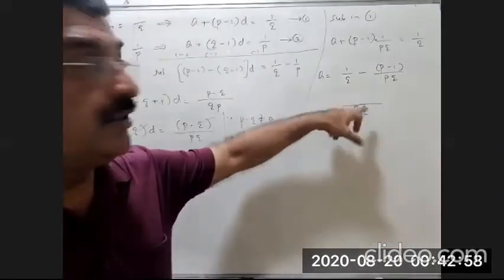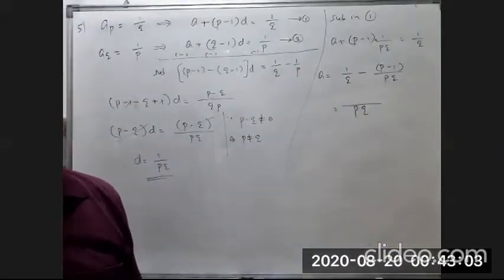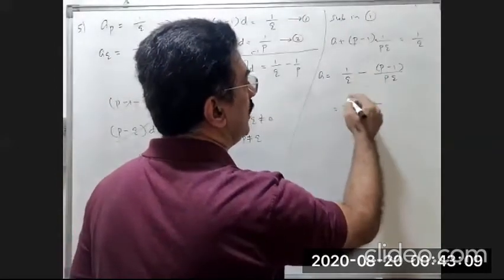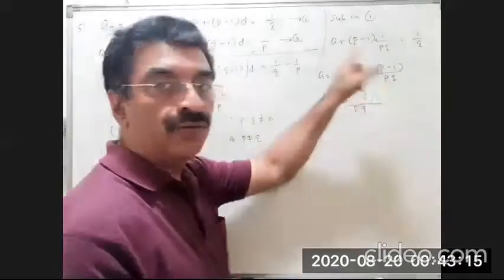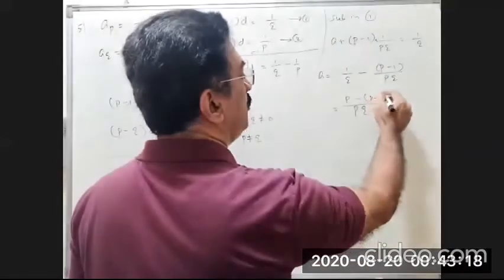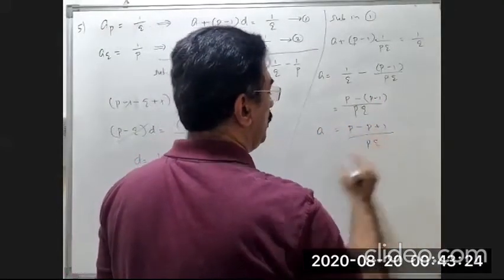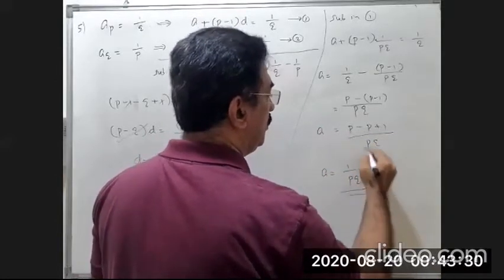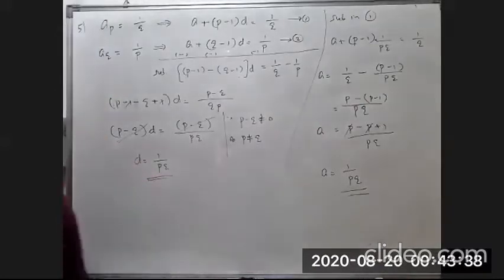LCM multiplied with each fraction, each term, will give its corresponding numerator. So pq multiplied by 1 by q, q cancels. Left out is p. pq multiplied by (p minus 1) by pq is p minus 1 only. So p minus (p minus 1) is 1 by pq. We got a also as 1 by pq. So d is 1 by pq, a is 1 by pq. We found a and d.